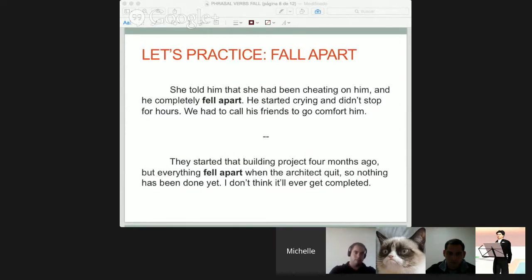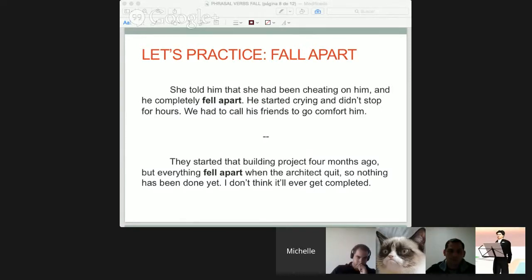Good. So what does it mean to fall apart in this context? And that they broke up. Well, no, he fell apart. They didn't fall apart. He did. So she told him that she had been cheating, and then he started crying and got really sad. He fell apart. Okay. So that he felt depressed.